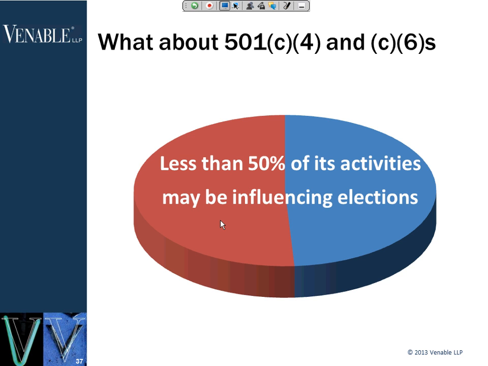If the organization has as its primary activities influencing elections, they have two potential problems. The first is with the IRS. The IRS might come to you and say you no longer qualify for your tax-exempt status under 501c4 or 501c6. And the other issue is that they might be subject to regulation as a political committee under the Federal Election Campaign Act or under applicable state law.